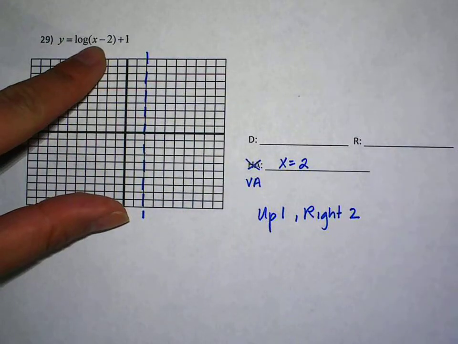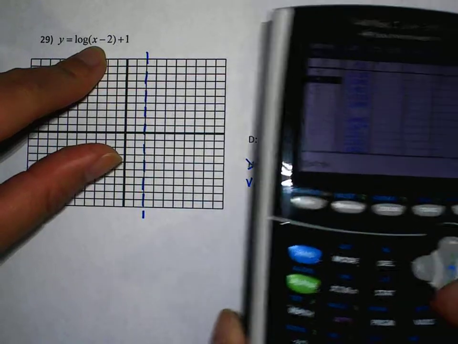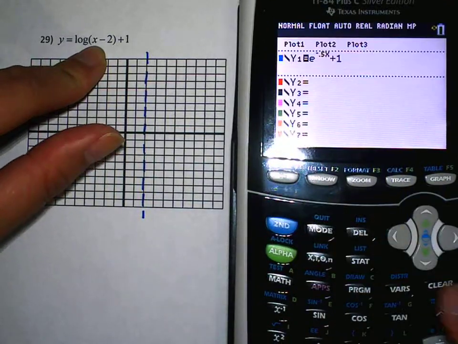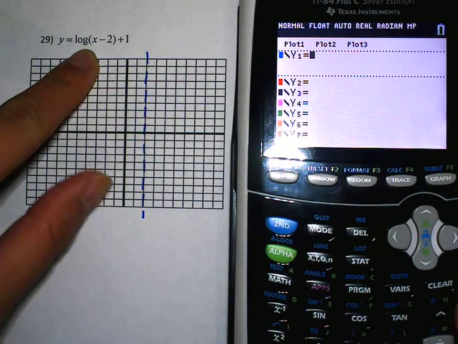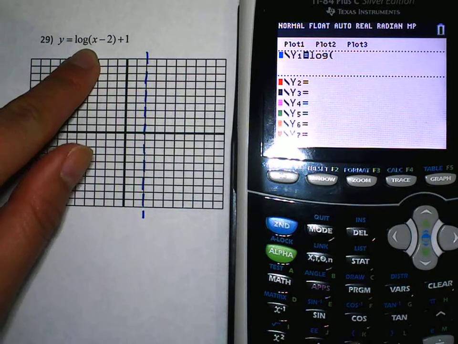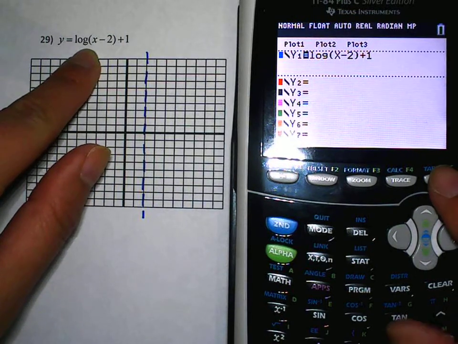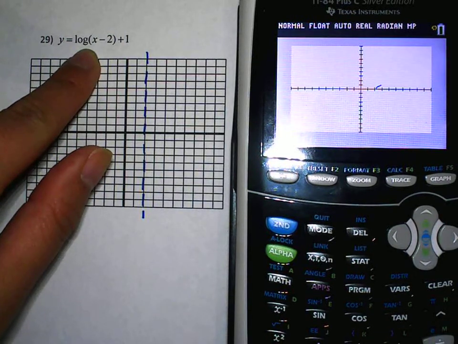Alright, so what we're going to do is graph this on our calculator. There's no base, so it's common log. We can go ahead and use the log button on our calculator. Put x minus 2 in, and then +1 at the end. You can graph it to see what it looks like.